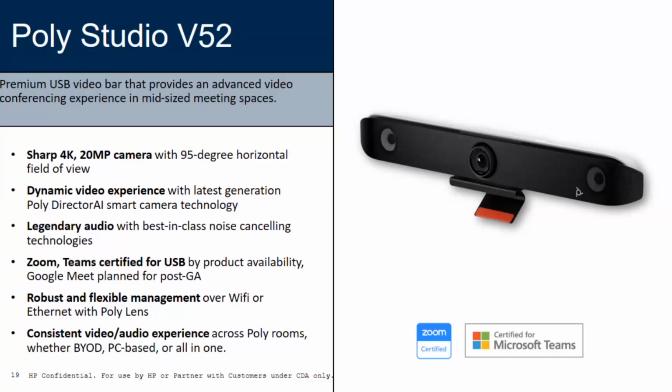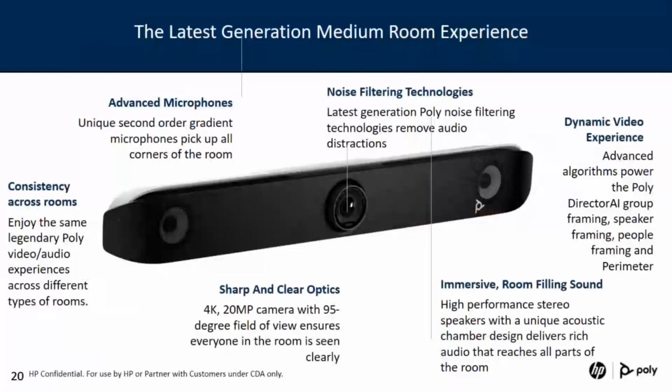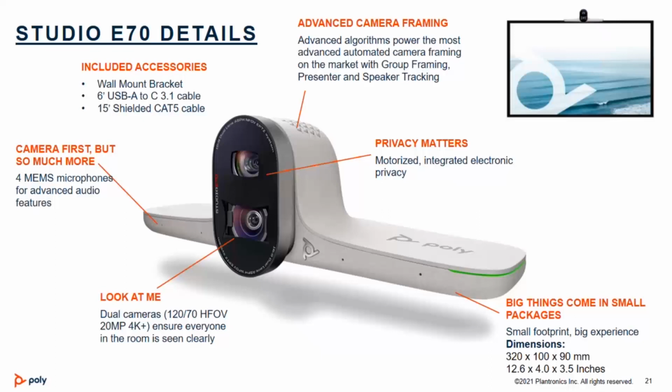This also has good speaker quality and audio output. It is also certified with Zoom and Teams, and has advanced noise filtering technology. As I said, it has acoustic fence and also noise block. Then Poly Studio E70. This device we can deploy up to 25 feet room size.